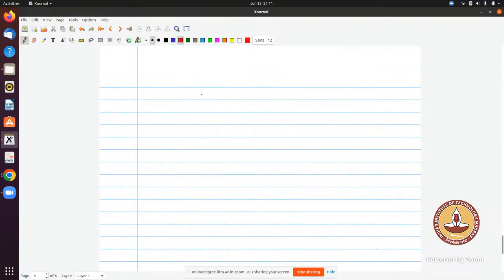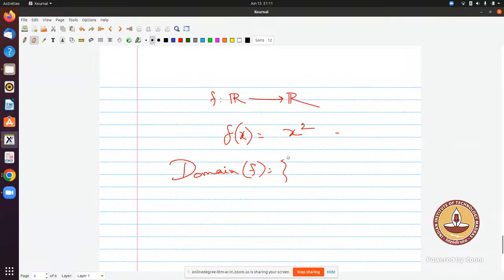Okay, sir. Let's take an example: R to R. You know what R is, right? The set of real numbers. So what is the domain in this case? Any real number, all the real numbers. This is the codomain. Codomain means where all the output lies, where we are expecting the output.